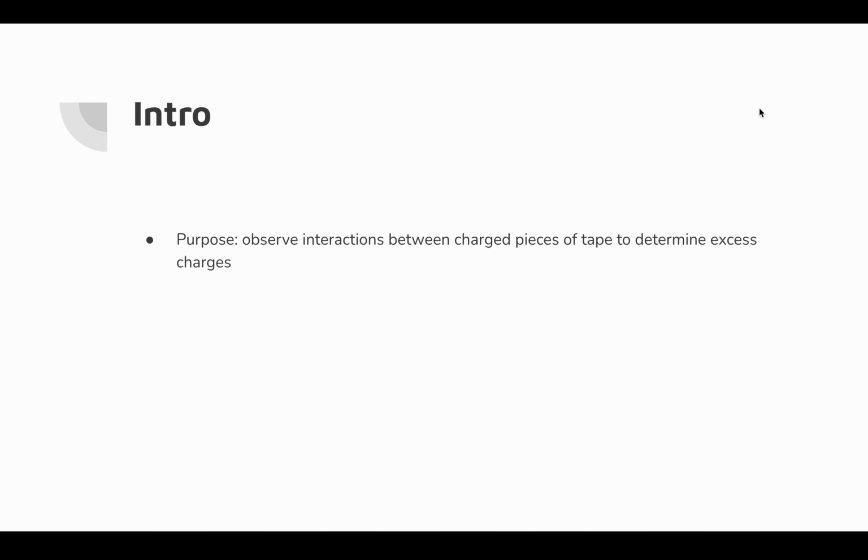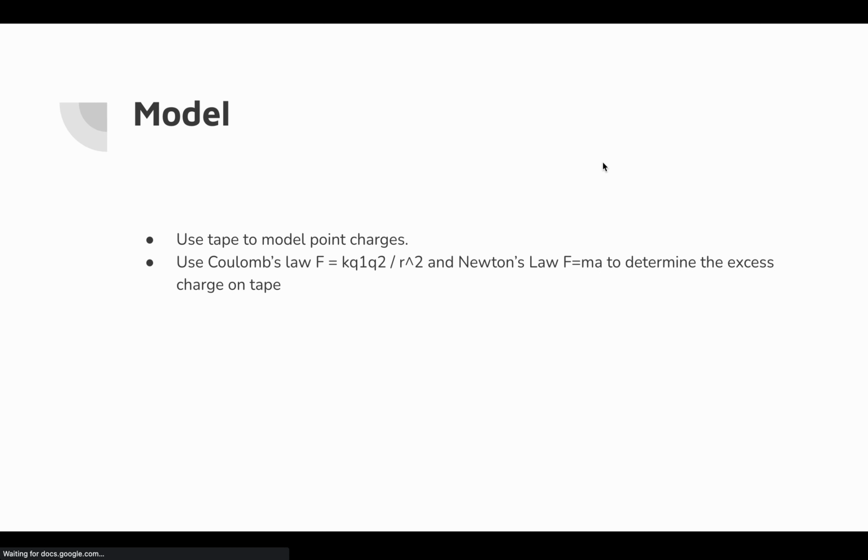As far as the introduction goes, the purpose of this experiment is to observe interaction between charged pieces of tape to determine excess charges. And then for the model, we're just using tape to model point charges, and we're going to use Coulomb's law, F equals k q1 q2 over r squared, and Newton's law, F equals ma, to determine excess charge on tape.